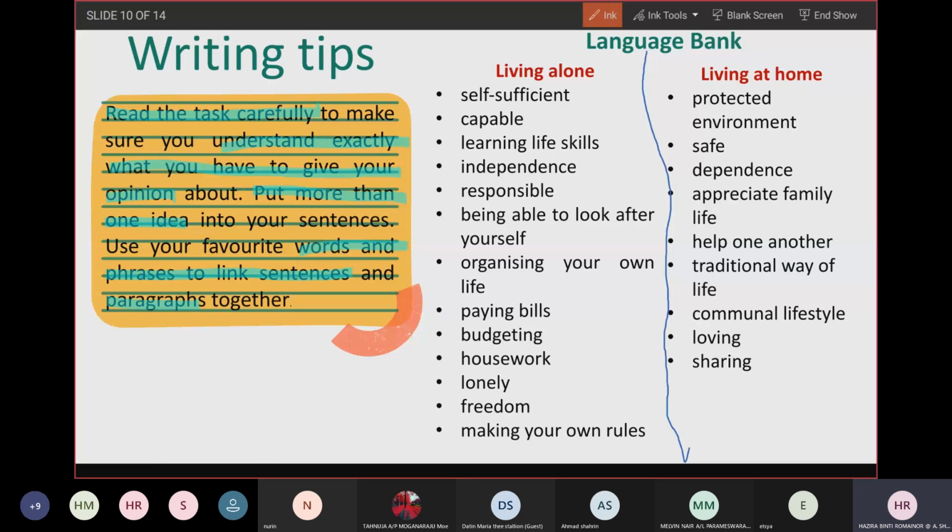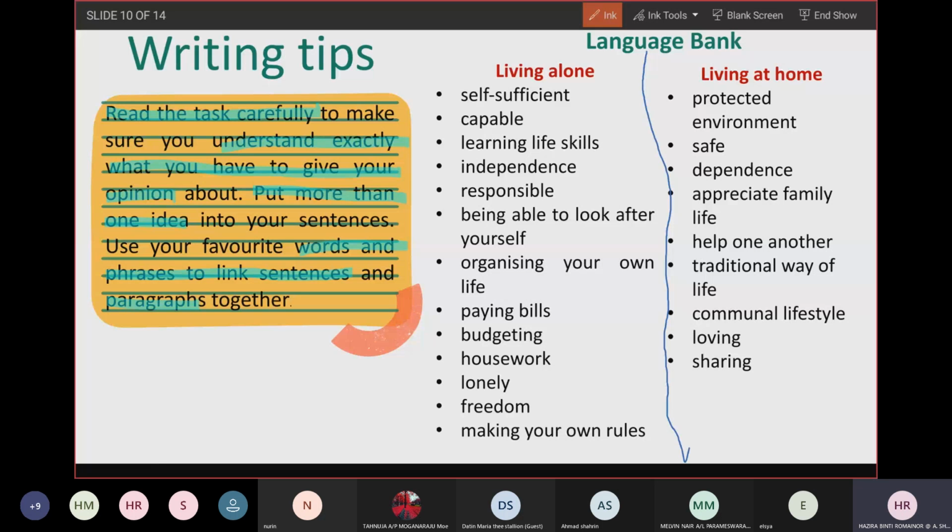Okay, so we have the word self-sufficient, capable, learning life skills, independence, responsible, being able to look after yourself, organizing your own life, paying bills, budgeting, housework, lonely, freedom, and making your own rules. Okay, for living at home, protected environment, safe, dependence, appreciate family life, help one another, traditional way of life, communal lifestyle, loving and sharing.